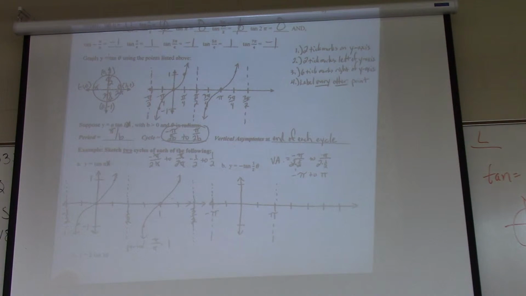Where else can I put a vertical asymptote? 4 over. 4 over again, because I went 4 in between those two. I go 4 in between those two, and I put my next one. Now you're starting to see they're all the same.